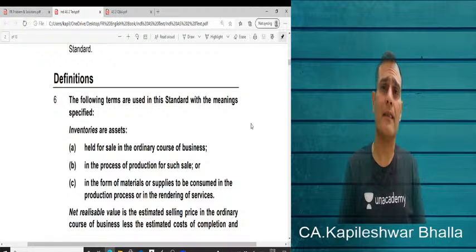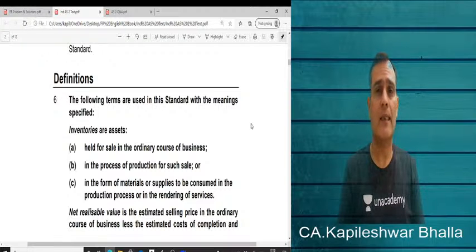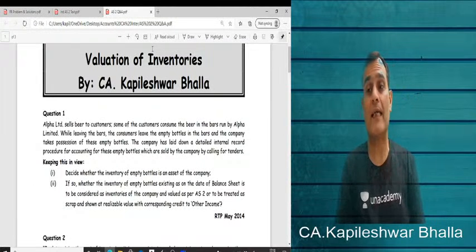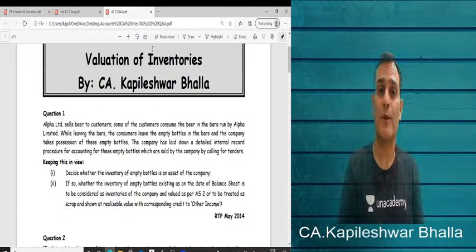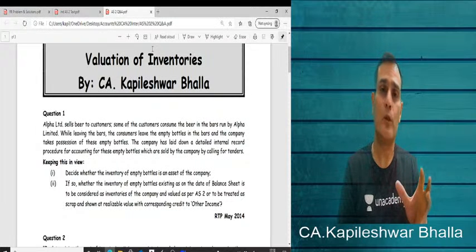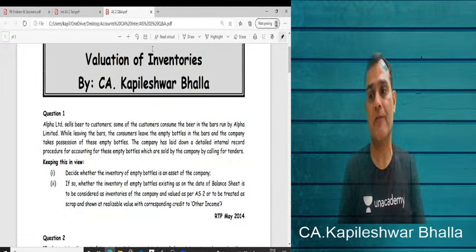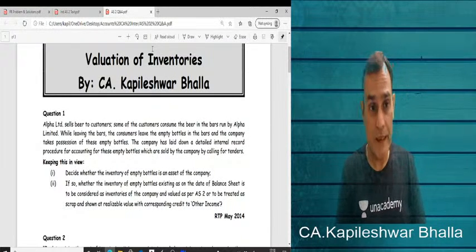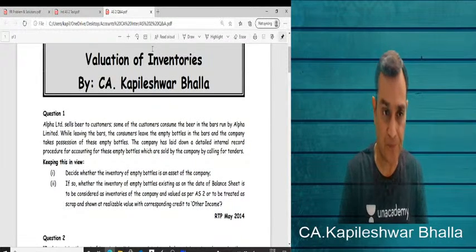In fact, I think the discussion is going to be incomplete unless I take you further to that particular question which came in CA Final and then in CA Intermediate. So I'm sharing that question with you. As I said, it belongs to Accounting Standard 2, and it also came in the RTPs in May 2014 at the intermediate level. But I think it's a brilliant question in terms of appreciating the definition of inventory as per Ind AS 2 as well. So let's read question number one in front of you.